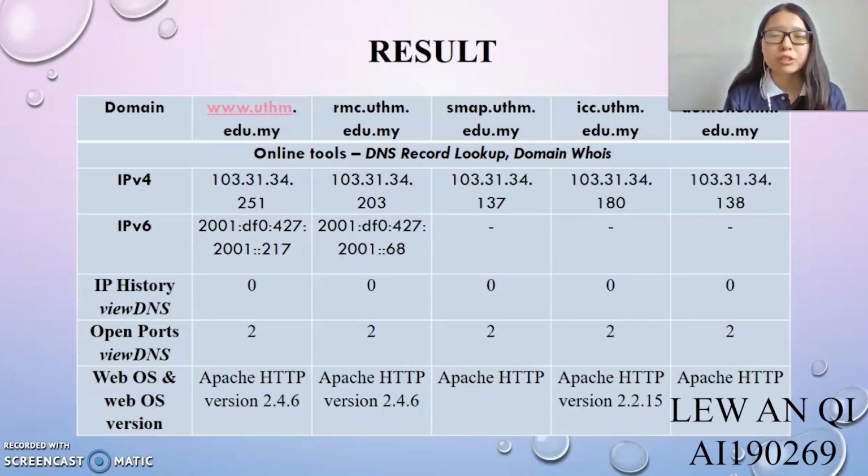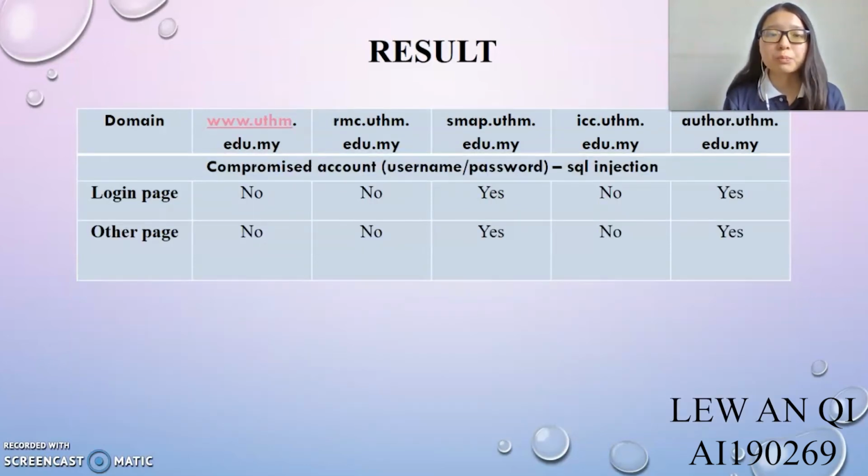For all domains, we are using the same type of web OS, which is Apache HTTP, and the difference between the domains is only the version of the OS. The third part is the compromise account, and we are using SQL injection to test all the domains on the login page and other pages. The result shows that the SMAP and author domains have compromised accounts, and we can successfully do the SQL injection on both domains.